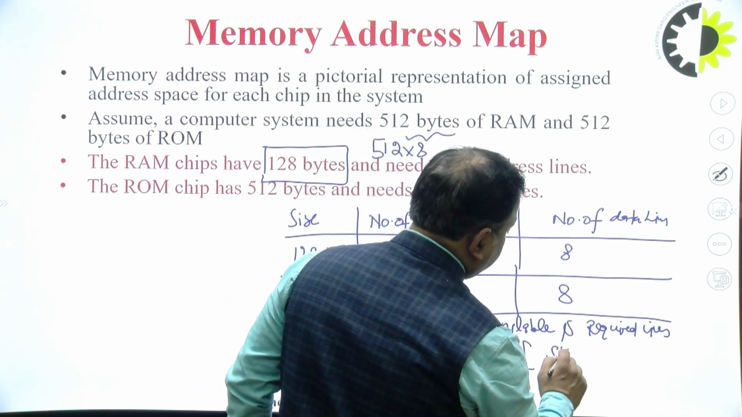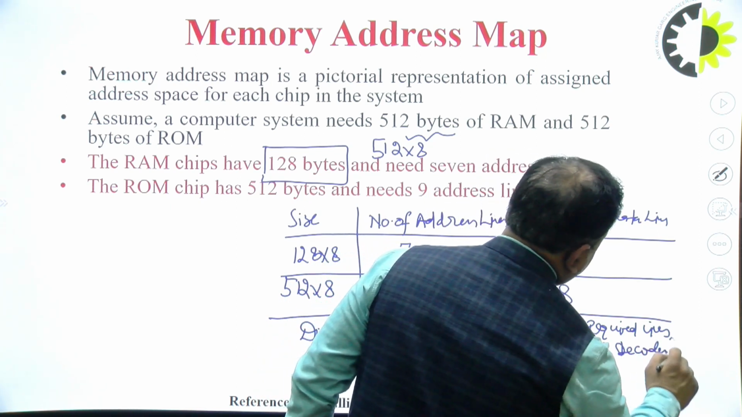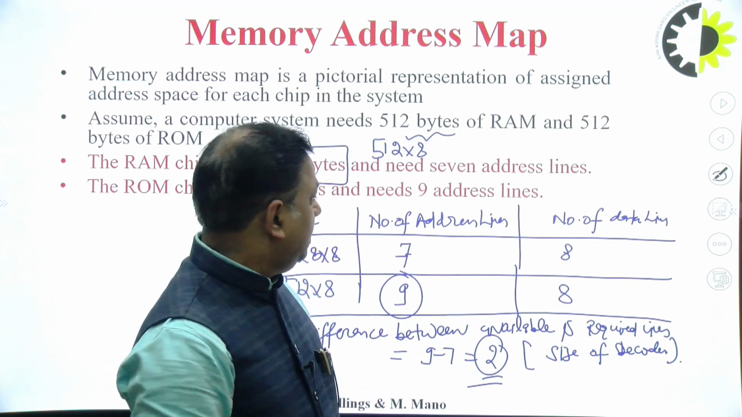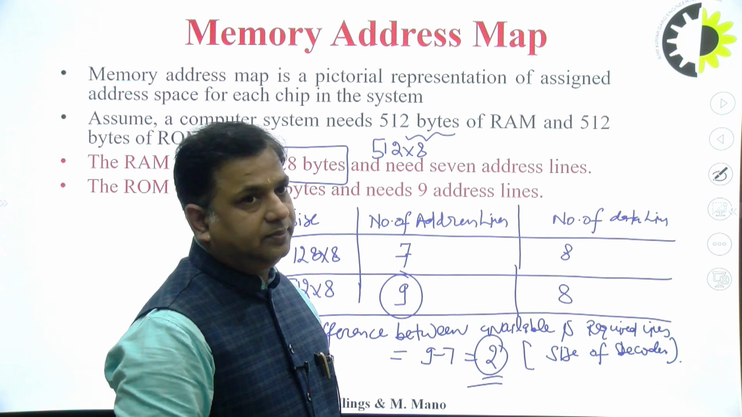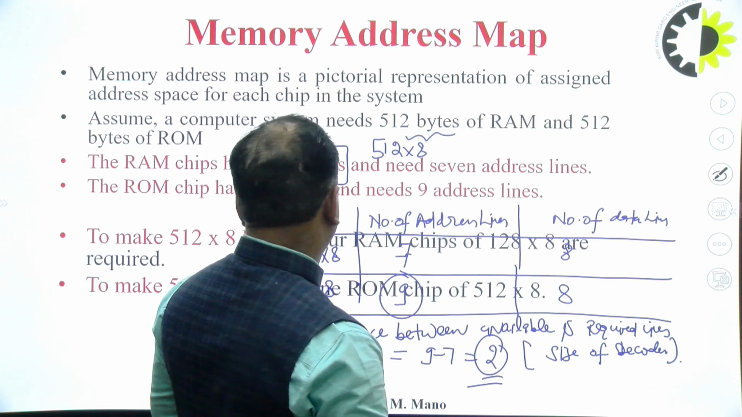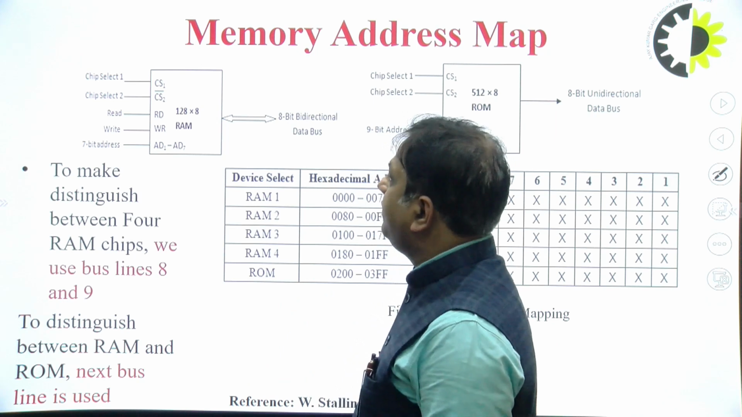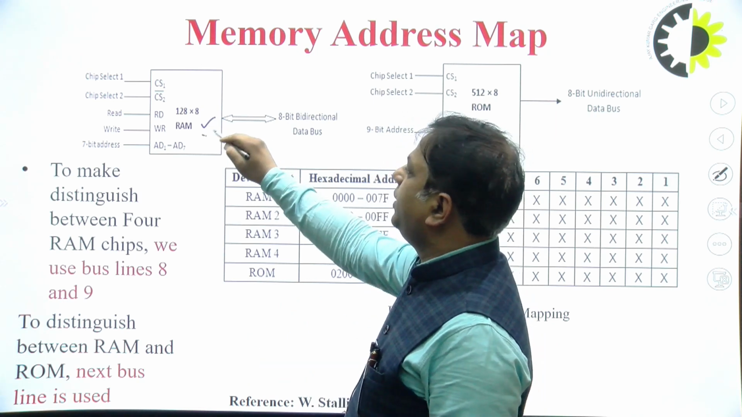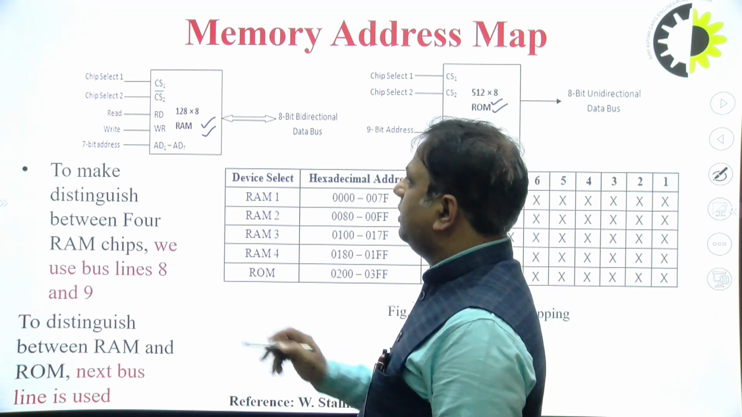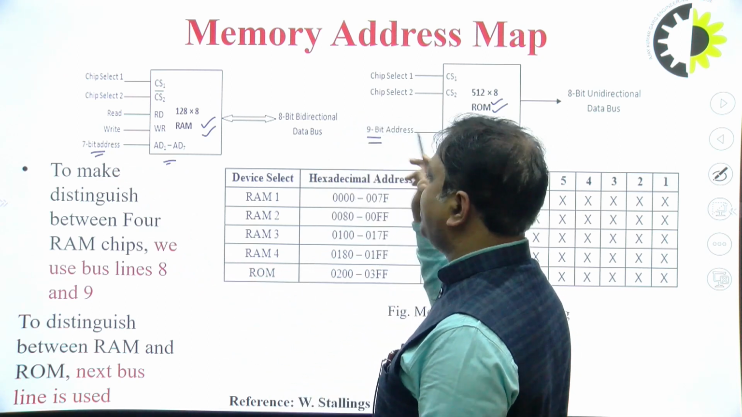the size of the decoder. That is a question that is asked in the question paper: what should be the size of the decoder. So here we can easily compute the difference of the address lines between the required and available, right? So let's see how we can interconnect them. Here we have the 128 into 8 RAM that is available, and the 512 into 8 ROM is available. For RAM we need a 7-bit address. For ROM we need a 9-bit address.